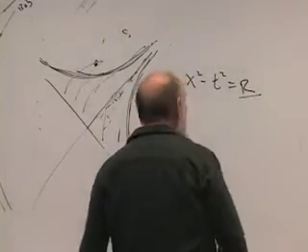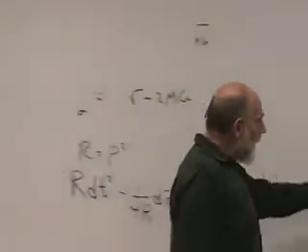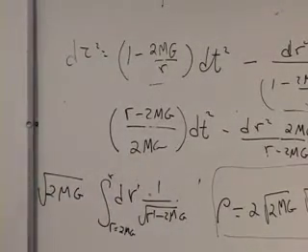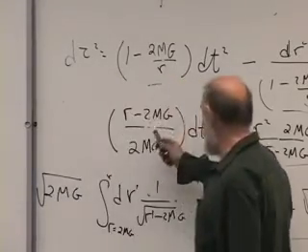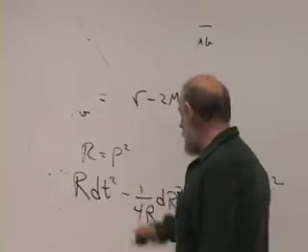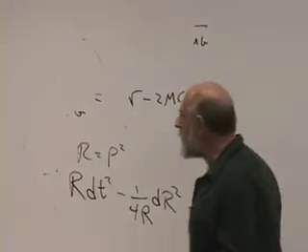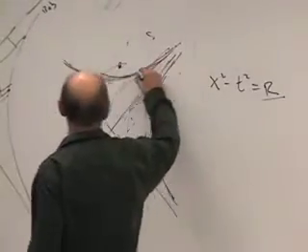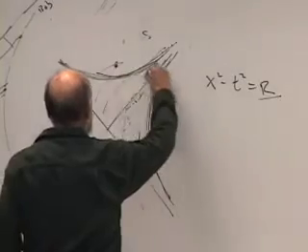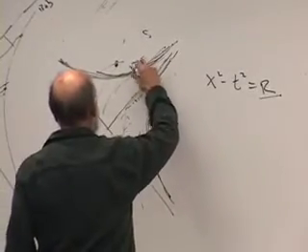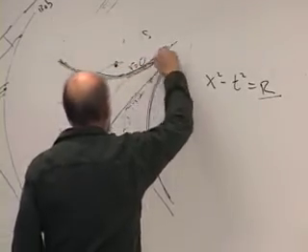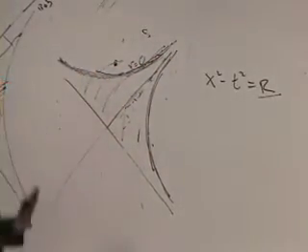Okay? Now, what about r equals 0? Well, r equals 0 is sort of like capital R equals negative. As I said, r minus 2mg is sort of like capital R. What does R equal something negative correspond to? It corresponds to a surface like this. So little r equals 0 is a surface like this. This is little r equals 0, like that. That's the singularity. And it's not a place so much as it is a time.